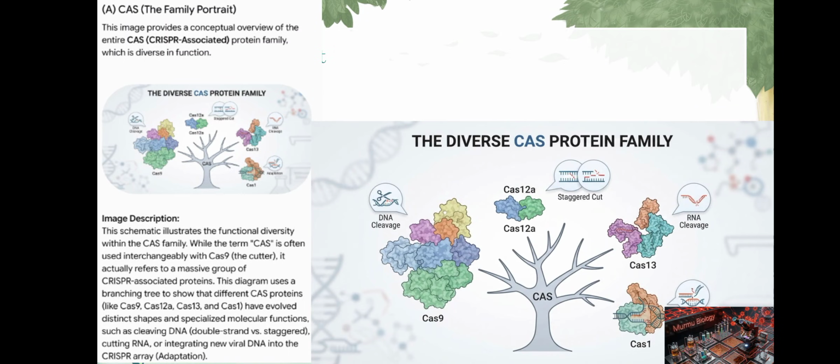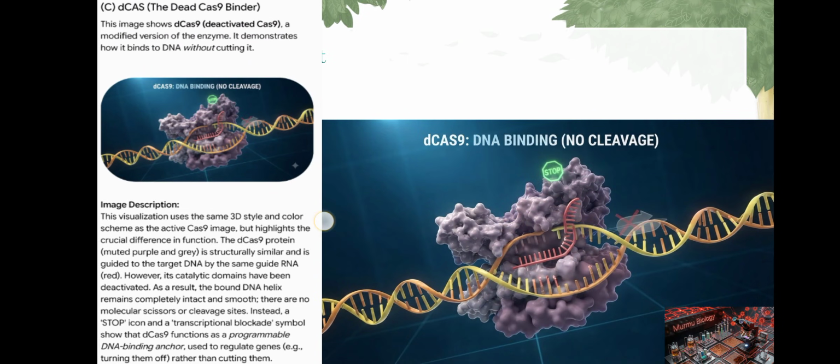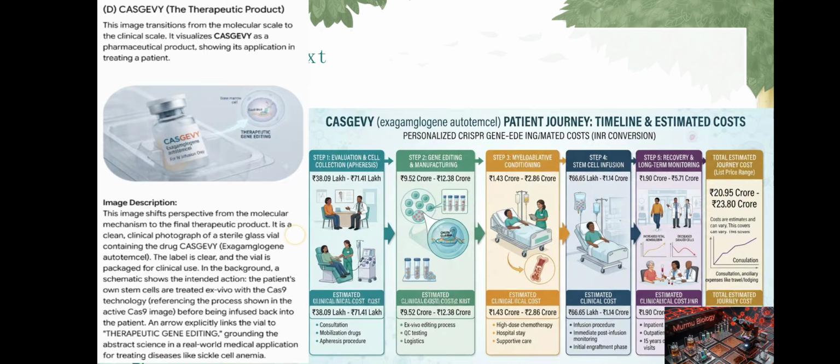Coming to the question, option A was Cas. Cas is not a DNA cleaver; it is a family of proteins that cleave DNA, so Cas alone is not a correct option. Cas9 is the correct option that performs the function of DNA cleavage. dCas is the dead Cas9; deactivated Cas9 is known as dCas, so this is also not correct.